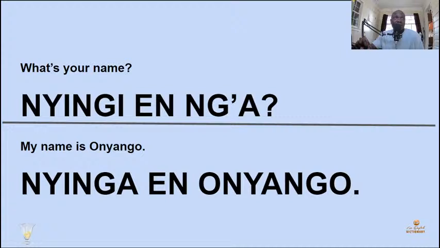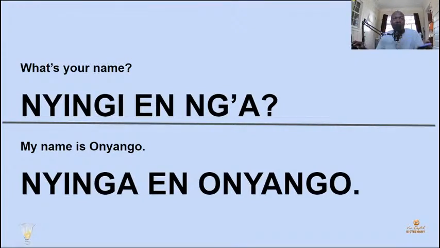The next thing is about names. You might say Nyingi en nga. If you say Nyingi en nga, that means what is your name, but you can also say Iluongi ni nga. What that means is how are you called? Two distinct things, but you can use them interchangeably.